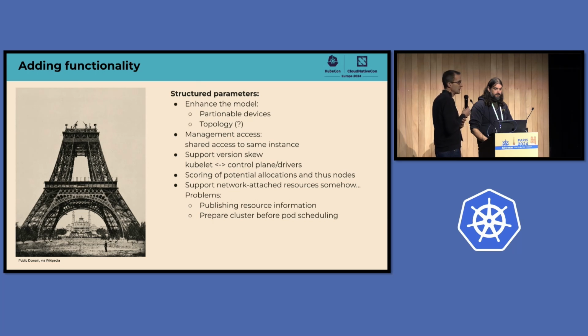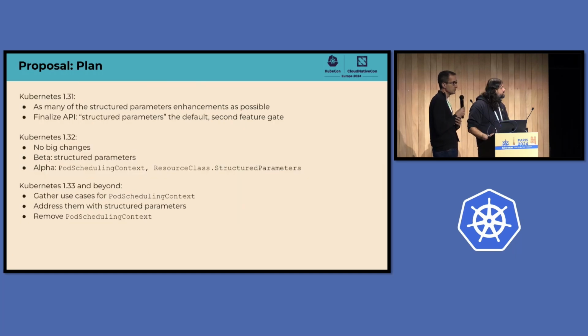A version skew between kubelet and the control plane is currently an issue because it needs to pass information in exactly the right version. So whenever we change anything in our structured model, we would need to update kubelet, which is kind of a pain for users. So there are some ideas how to address that. It's an implementation problem mostly. Scoring might be needed. So if we focus on these things, we think that for 131, that's the next slide, we can have something that's fairly complete and useful.